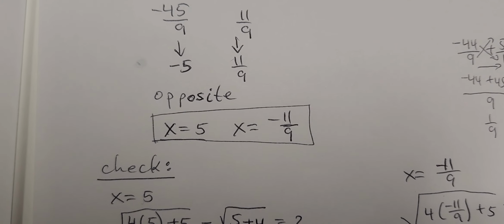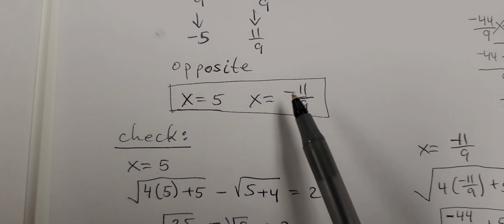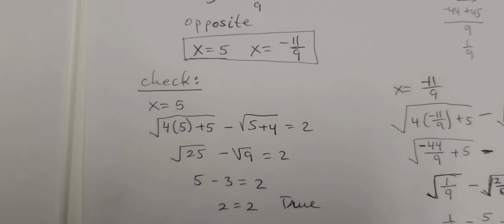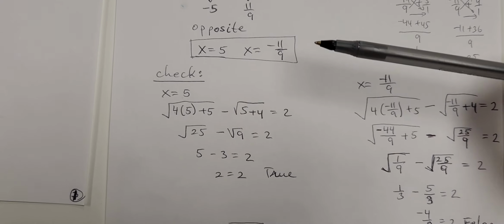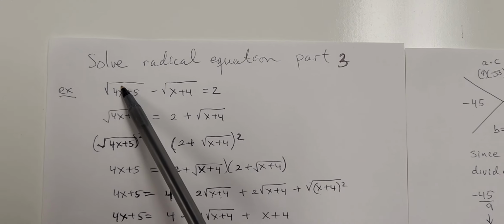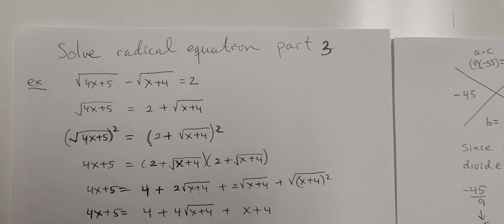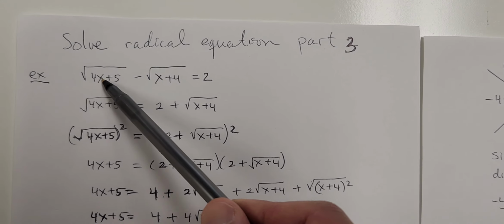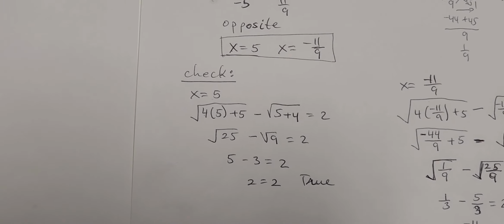Now we have to check to make sure that the solutions work. This is our solution, but we have to check whether it is true or false. So we will use 5 and negative 11 over 9, and go all the way back to the beginning of the problem. Here's the original problem. Wherever there's an x, you plug the value in, and then find whether it is false or true.